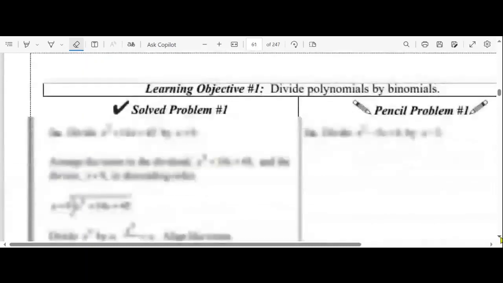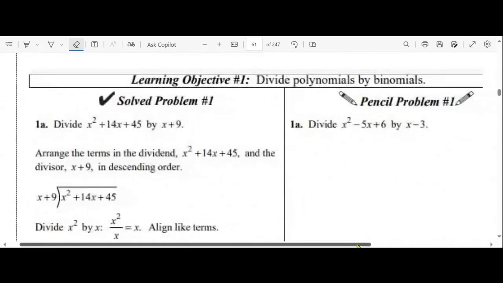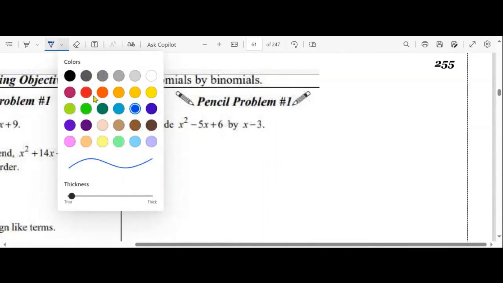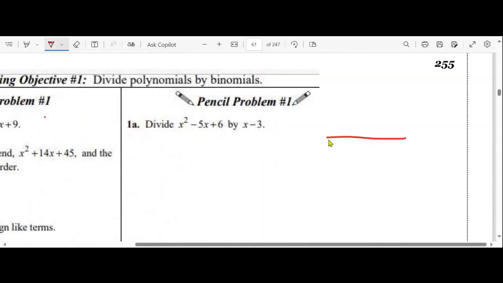Okay, next, let's take the first example here. We're going to do long division. Are you ready? Ready, guys? Yes. Okay. Which one is the dividend? x squared minus 5x plus 6. That's the dividend. Which one is the divisor? x minus 3.